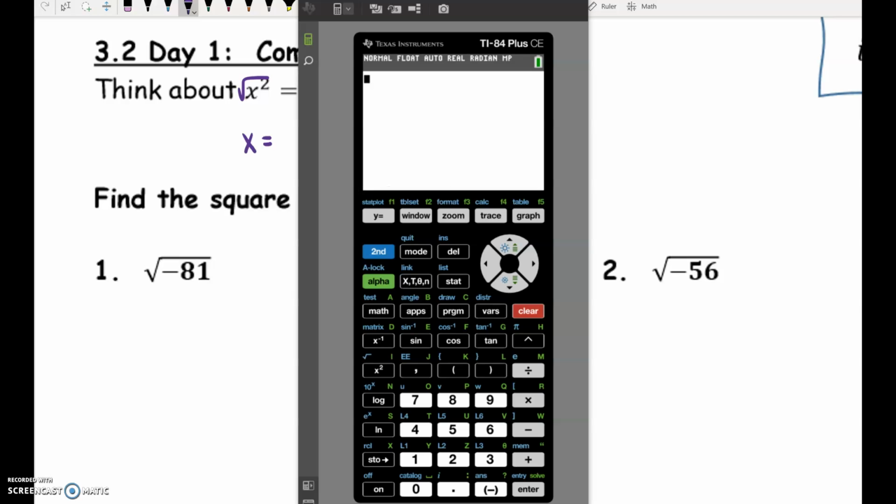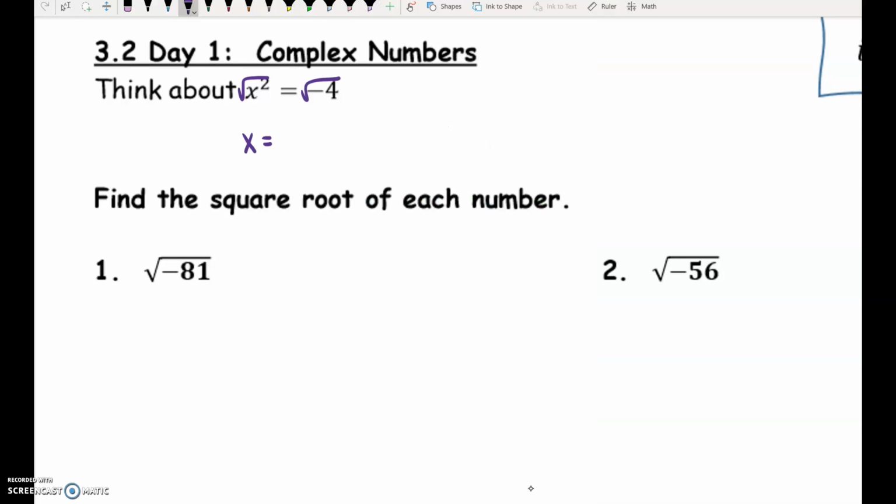And if I try to do this in my calculator, square root of negative 4, error, non-real answer. So in math, a long time ago, they found out that this isn't possible. You can't do the square root of a negative number. But there are some applications, particularly with electricity, where you need to be able to take the square root of negative numbers. Like it's necessary to complete the math.